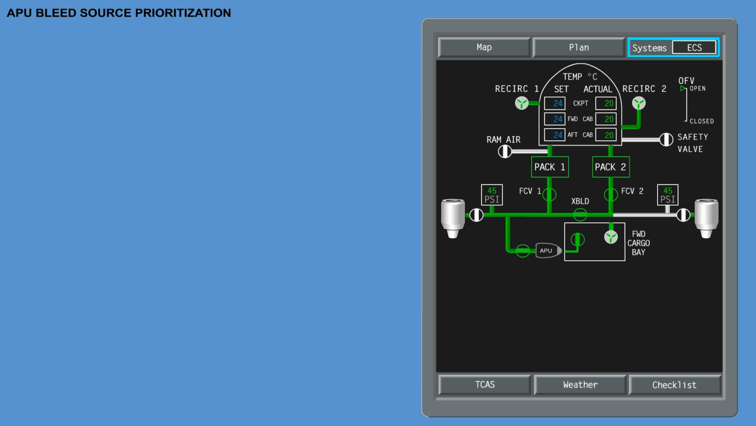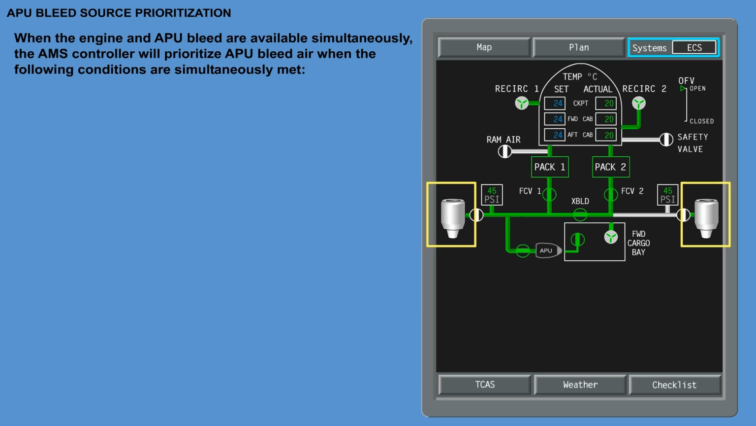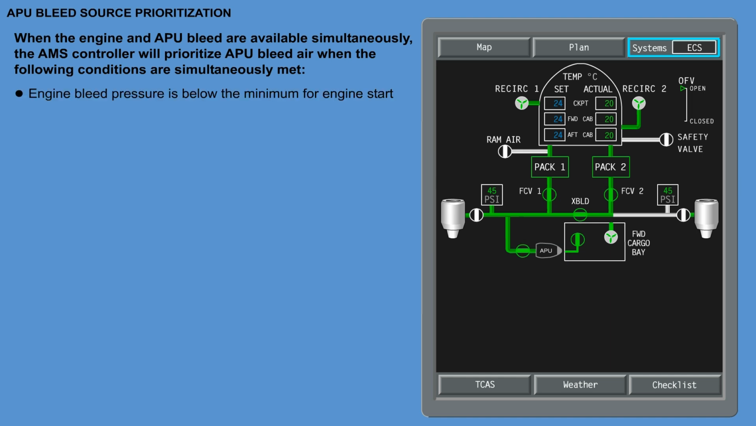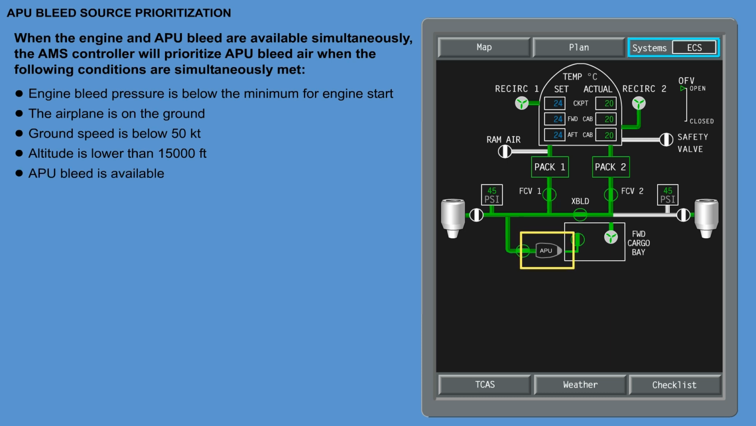APU bleed source prioritization. When the engine and APU bleed are available simultaneously, the AMS controller will prioritize APU bleed air when the following conditions are simultaneously met. Engine bleed pressure is below the minimum for engine start. The airplane is on ground. Ground speed is below 50 knots. Altitude is lower than 15,000 feet. APU bleed is available. The crossbleed valve is operating normally.